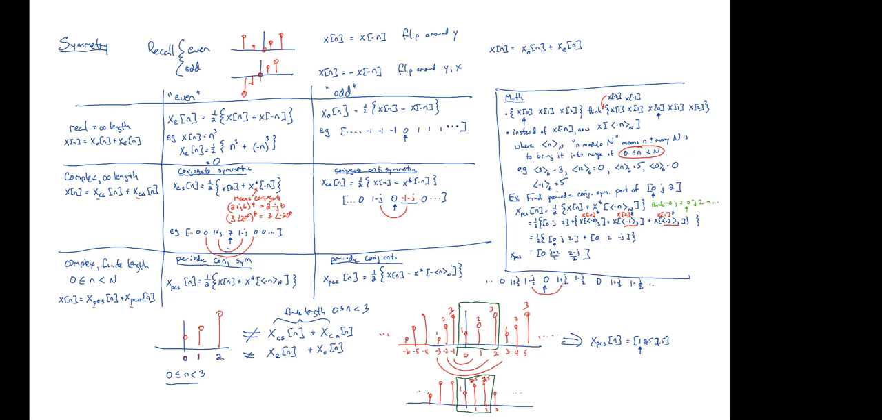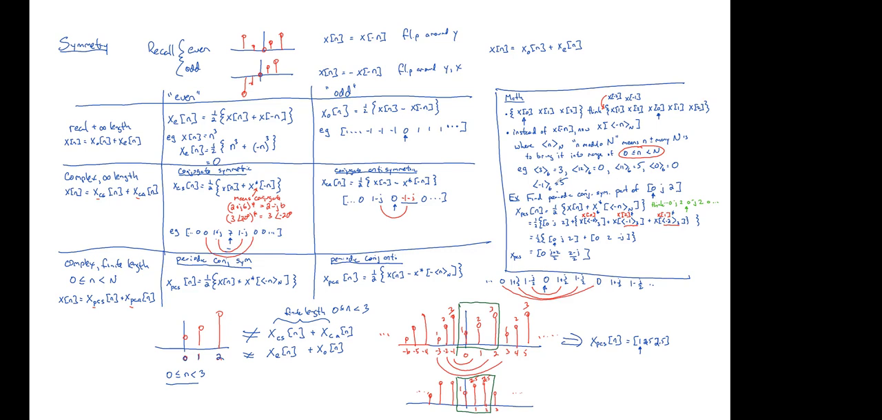Is this conjugate symmetric? The real part is even. The imaginary part is odd. It is. Is this conjugate symmetric? The real part is even, and the imaginary part is not there, so it is odd. Because the periodic extension is conjugate symmetric, therefore it is periodic conjugate symmetric, and we've done it.